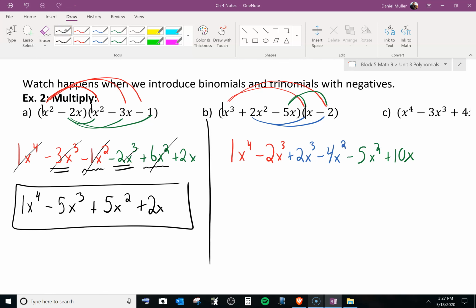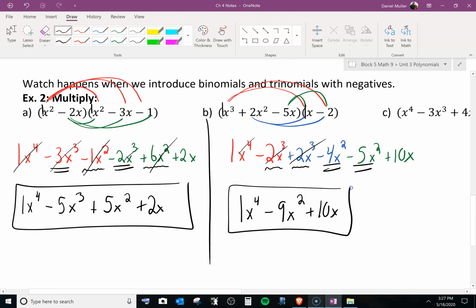So I'm assuming x4 is my highest again, and there's only a single one. So there's a 1x4. And then I've got -2x cubed and +2x cubed. Okay, so that gets me 0. So those are just gone. I don't need to write them at all. And then I've got -4x squared and -5x squared. That's the total of -9x squared. And then a +10x. So these two are alike, and these two were alike, but they canceled each other out. So this is my final answer.